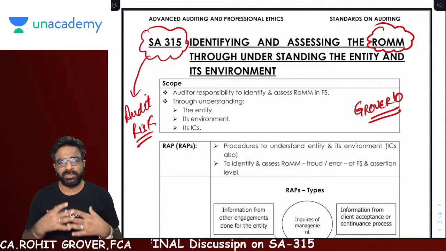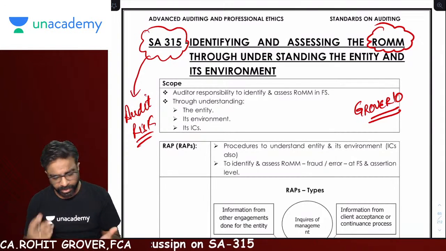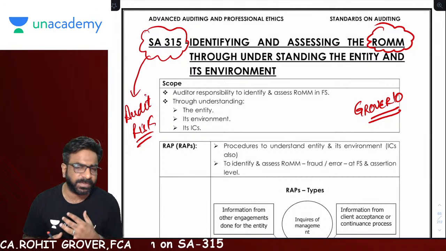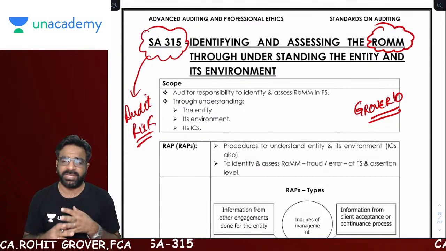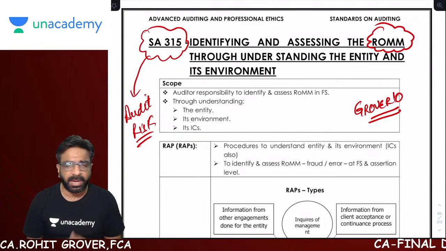So when we talk about the audit, there are so many factors which lead to risk. In the audit, we generally carry out our audit on the basis of audit sampling, test checking. So there is a lot of risk because some of the frauds and errors will remain undetected.